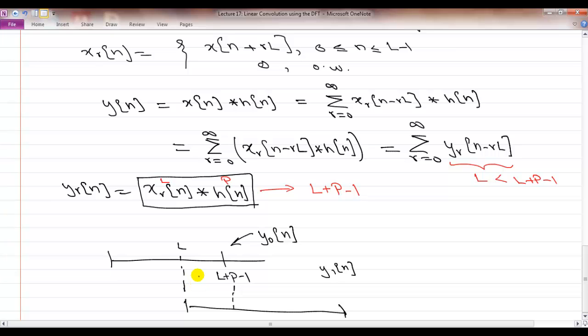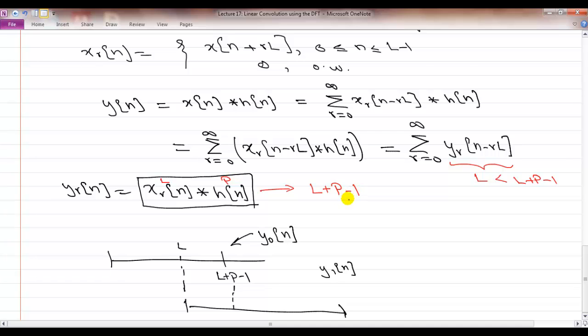Okay? So every time you get a new block of input, the first P minus 1 samples need to be added to the last P minus 1 samples of the previous block's output, and only then can you produce the output such that it reflects the right answer you are looking for. If you keep on just outputting y_1[n], y_2[n], then your answer won't be the correct answer.